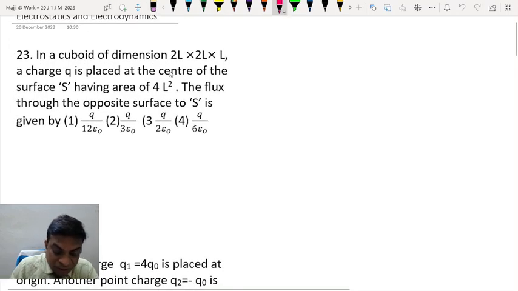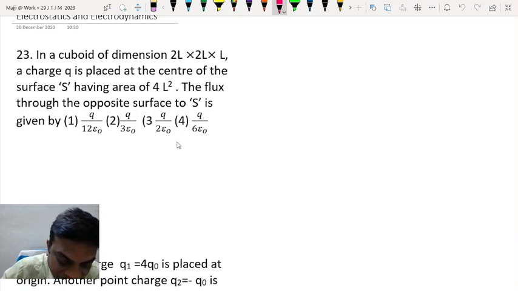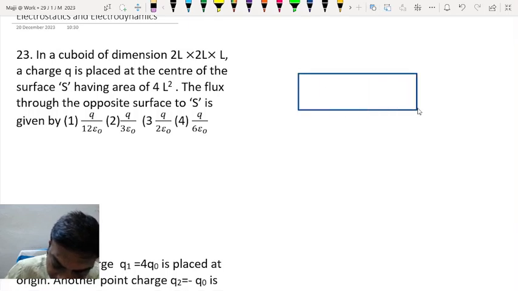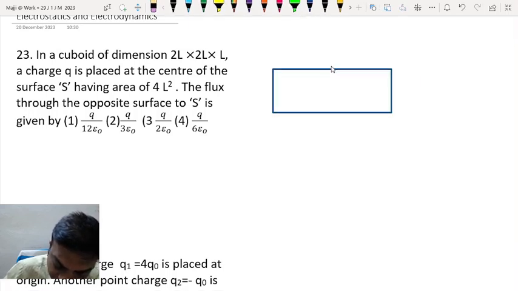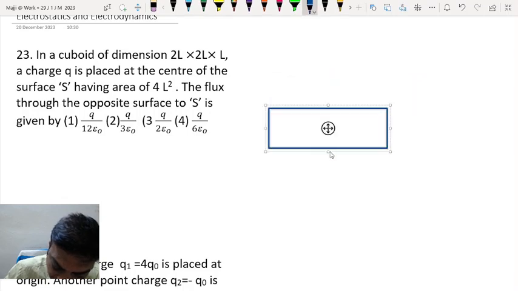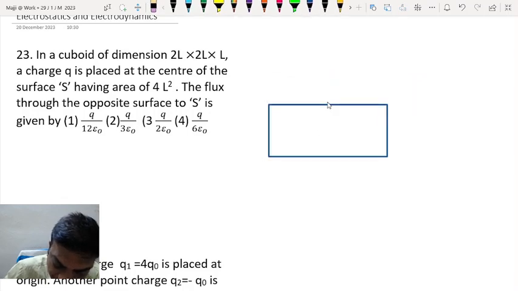In a cuboid of dimensions this, a charge q is placed at the center of the surface S having area of 4L square. The flux through the opposite surface to S is given by. You have to apply a trick, students. Otherwise, slightly you will be in a problem. Right. So let us draw the figure. We will be applying Gauss theorem, but with a technique.